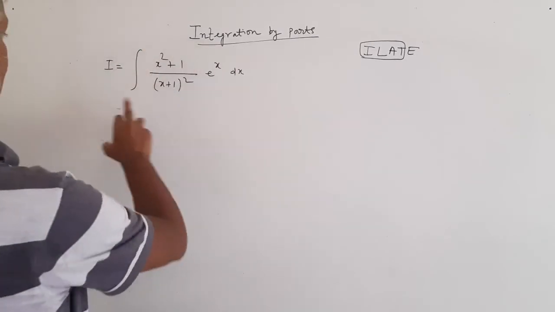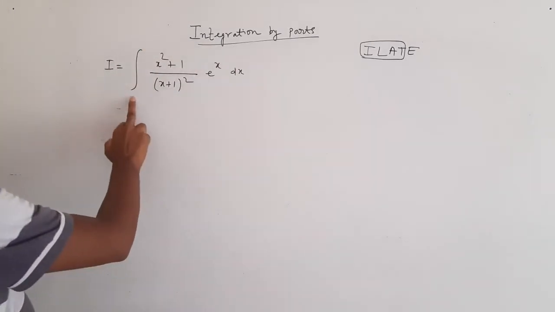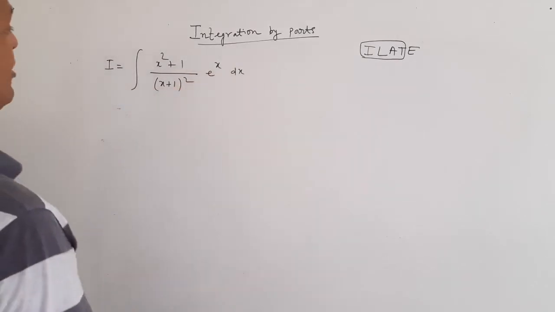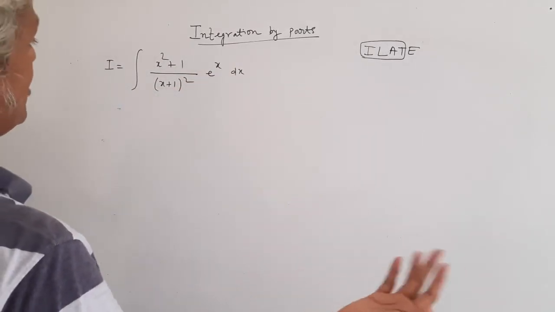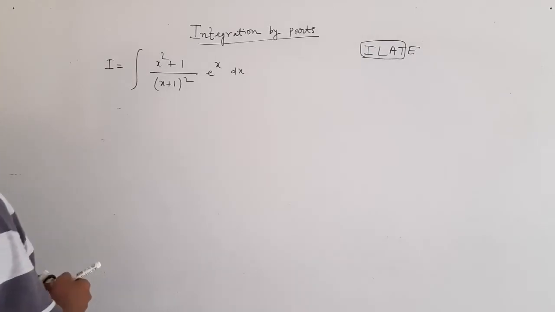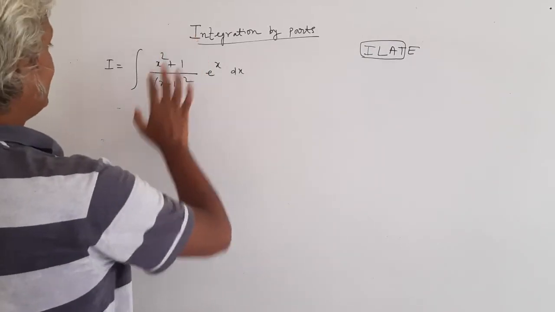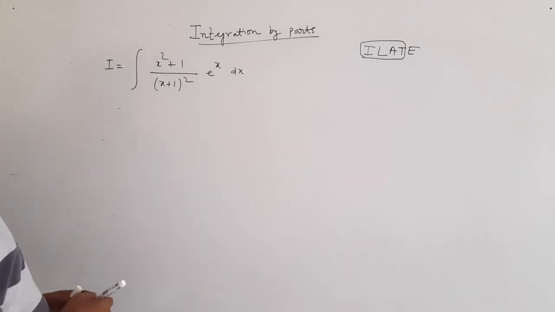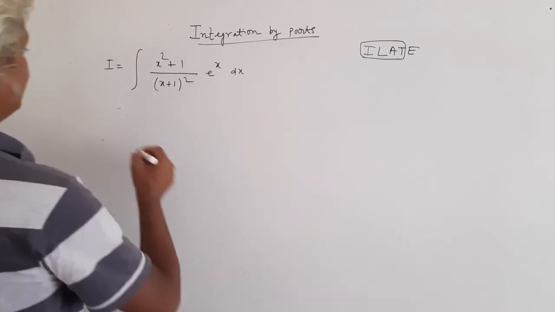Now again we have a standard form, that is I is integration of x square plus 1 over x plus 1 whole square e to the power x dx. How will you find the solution of this form? So again we'll try to break down this expression as sum or difference of the two expressions, where the one is the function and other is its derivative.